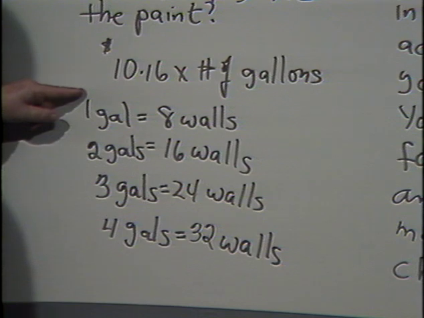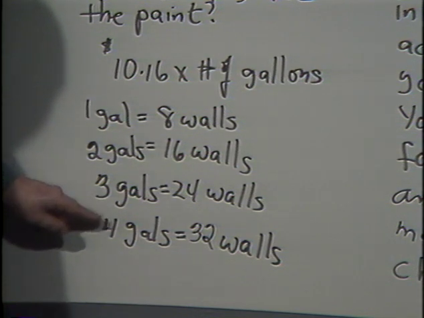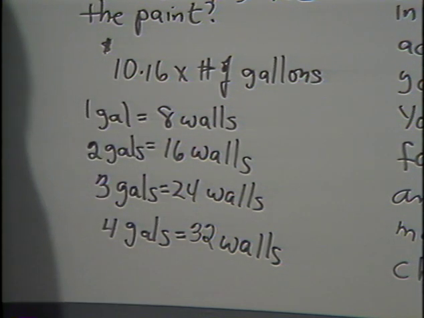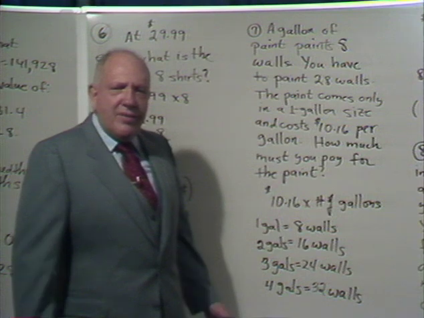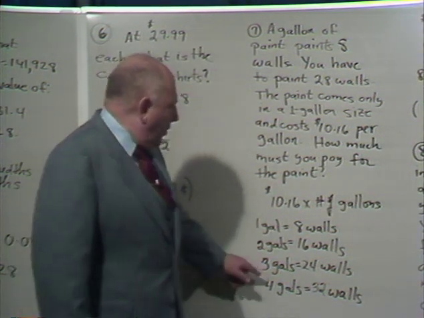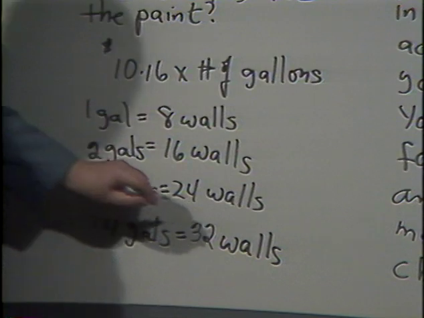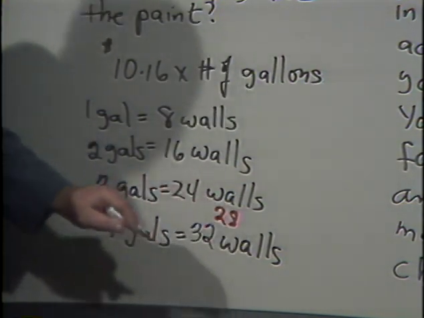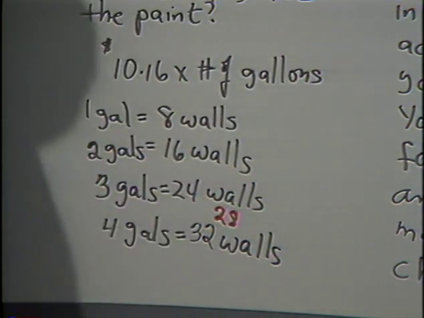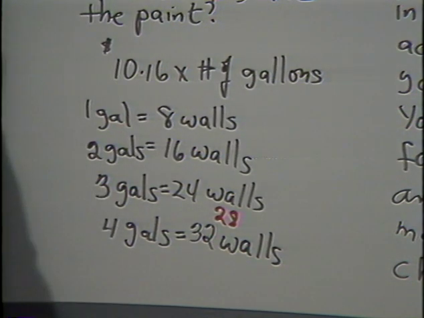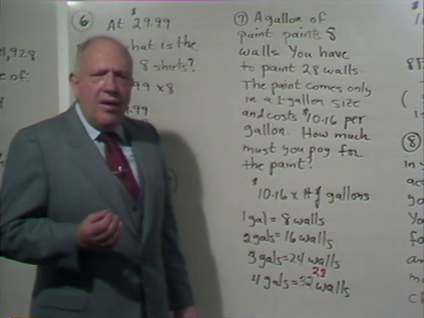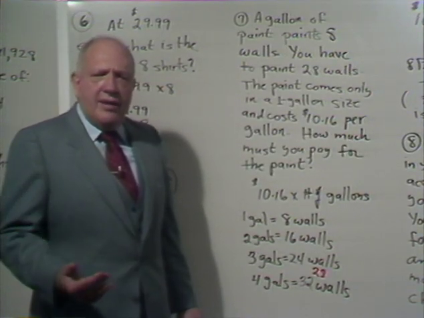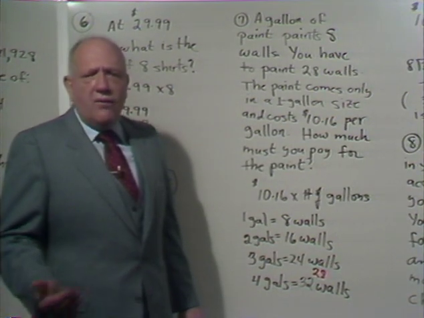In other words, we're counting the gallons as multiples of 1, but the walls get counted as multiples of 8. Same stuff as we're doing in chapter 3. Well, look, we have what? 28 walls? 28 is more than 24, but less than 32. That means we need more than 3 gallons, but less than 4 gallons. But the paint only comes in 1-gallon sizes. So the fact that we need more than 3 gallons says that we have to buy at least 4 gallons.